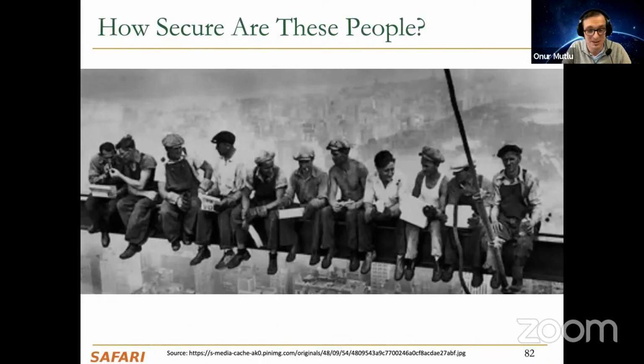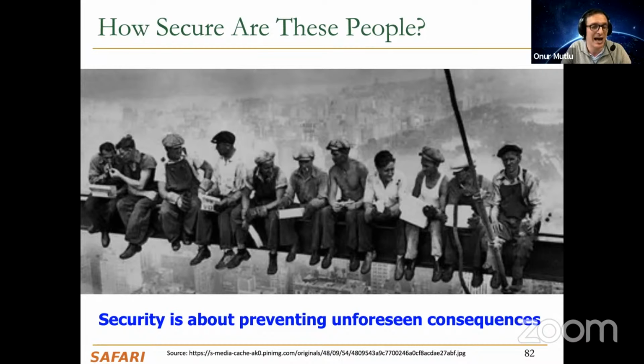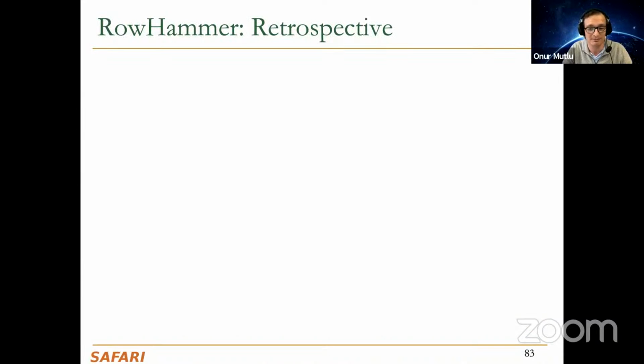And that's why I showed this picture also, because I think it is an example of how we are treating our computing systems today. In fact, our computing systems are probably much less reliable than the rod these workers are sitting on at this point. Our computing systems are much more vulnerable. And I think we need to have a change of mindset, think about security as a way of preventing unforeseen consequences going into the future.